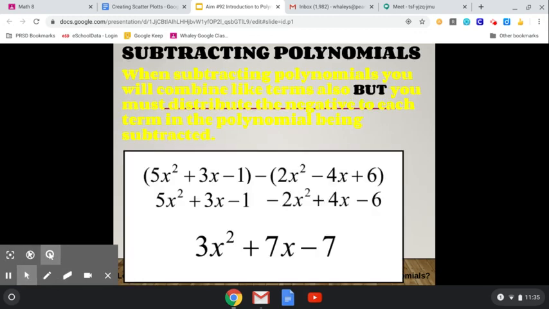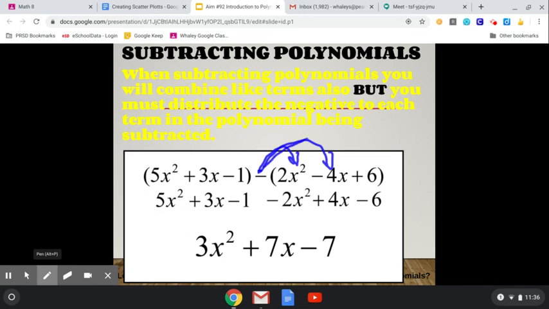We call that standard form, when you write it from the highest exponent down to the lowest. Okay, moving on. When you're subtracting a polynomial, same idea as combining like terms, like we did in the last one, except that since we're subtracting, we have to make sure that we distribute this negative here first and then combine like terms.